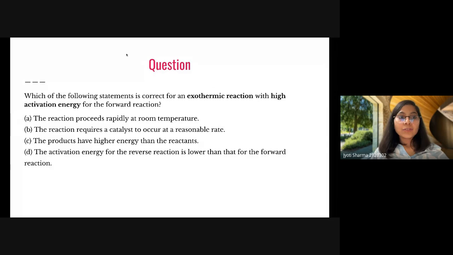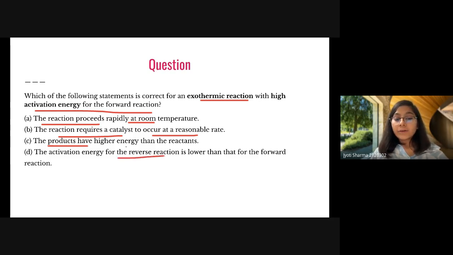Let's come to the next question. Which of the following statements is correct for the exothermic reaction with high activation energy for the forward reaction? Options are: A, the reaction proceeds rapidly at room temperature; B, the reaction requires a catalyst to occur at a reasonable rate; C, the product has higher energy than the reactant; and D, the activation energy for the reverse reaction is lower than that for the forward reaction.